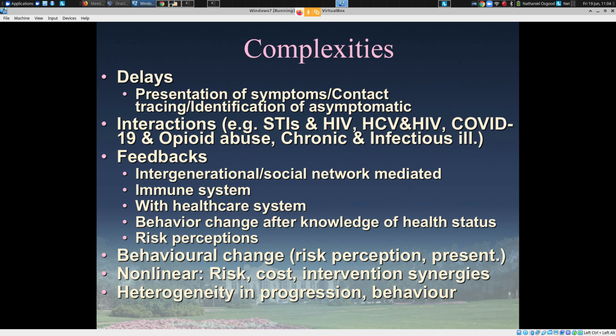There are many complexities in interpreting the data, delays associated with data, interactions with different types of conditions, feedbacks involving many different factors, including risk perception, which plays such a big role in COVID in shaping personal protective behavior, social distancing, etc.